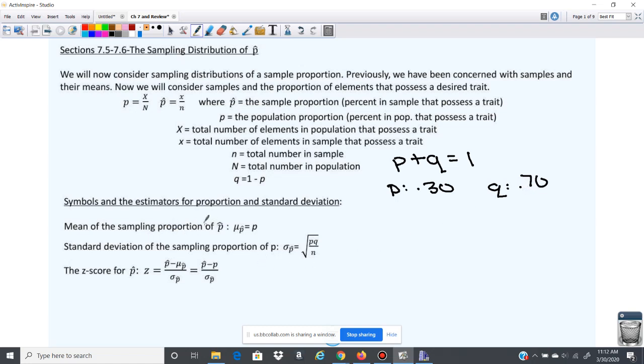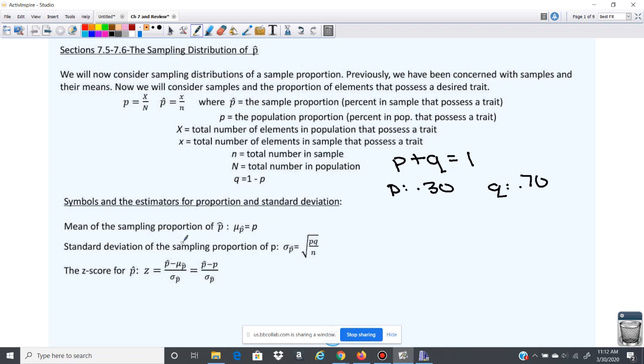So what we're going to do when we do these problems, we are assuming that the mean of the sampling proportion is going to be equal to the mean of the population. That's what this says here. So the mean of p-hat is equal to the mean of the population. The mean's not going to change. Again, it was the same thing with our previous lesson.